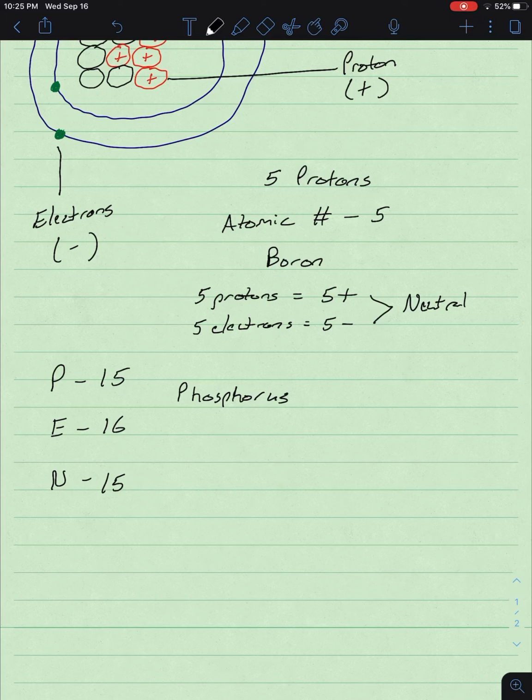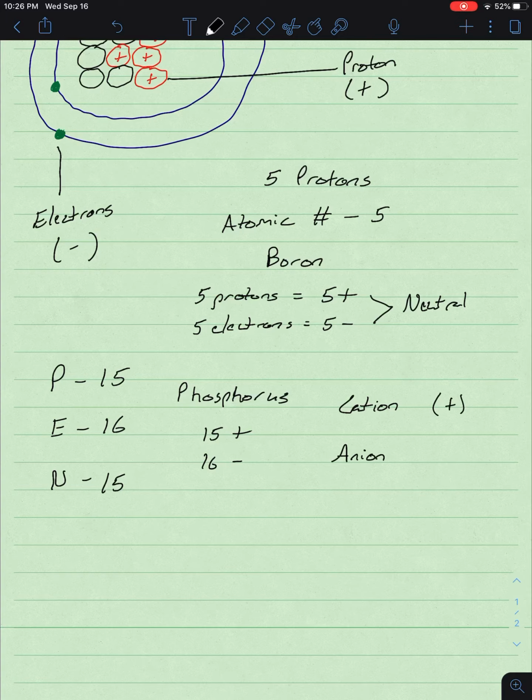Let's look. I have 15 positive charges, because I have 15 protons, and I have 16 negative charges. That means I have a slightly more negative charge. When it comes to ions, we have 2 possibilities: a cation and an anion. The way I remember cation is it has a nice T in the center.